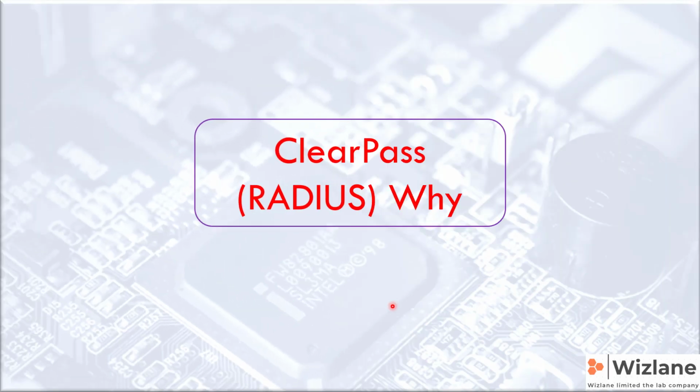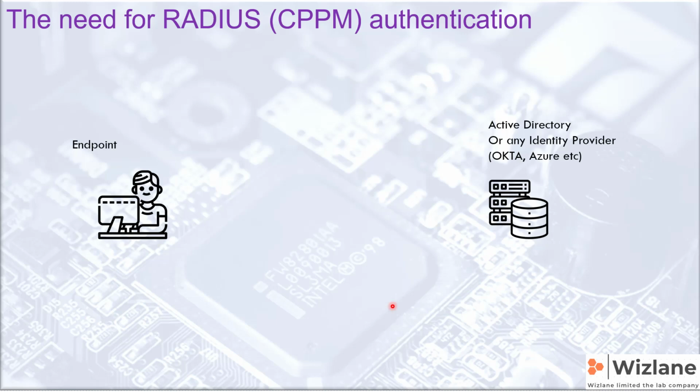In here, we'll talk about the first thing. Why do we need ClearPass? Why do we need a RADIUS? So let's take an example. Say an endpoint, for example a member of a domain, tries to authenticate based on the on-premises Active Directory, or online Okta, Azure, or some other services.